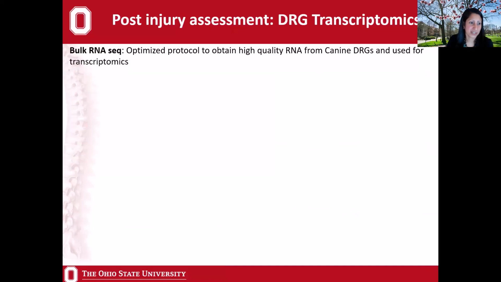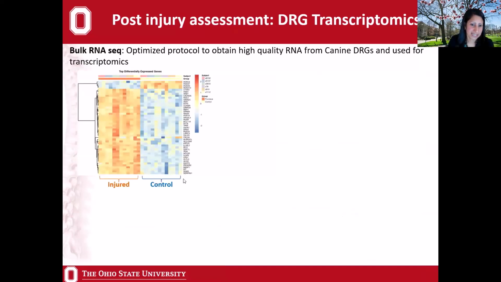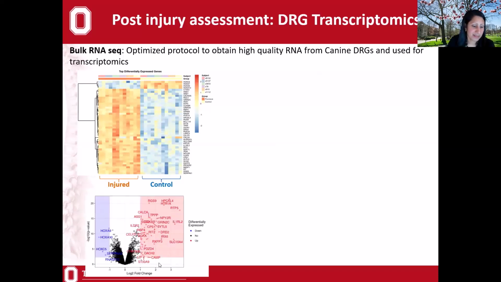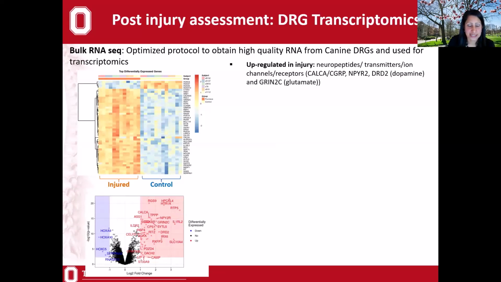And then last but not least, we performed global transcriptomics. We optimized protocols to obtain high quality RNA from these dog DRGs, and then we used them for transcriptomics. So here you can see nicely, as visualized by the heat map, we see major, consistent differences across dogs between injured and control groups. And then here's a volcano plot highlighting the differentially expressed genes. Interestingly, in terms of upregulation, you can see here on the right, everything highlighted in red: neuropeptides, neurotransmitters, ion channels, all the things we'd associate with being upregulated in hypersensitive neurons.